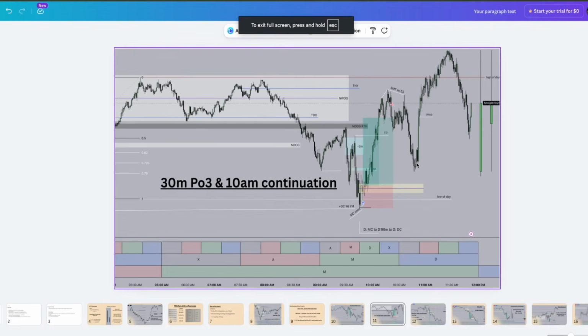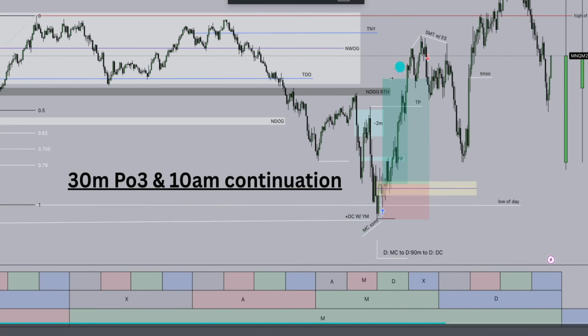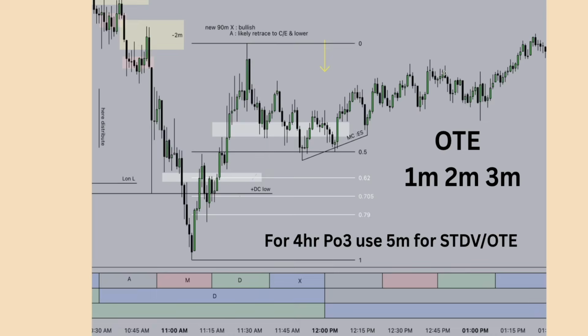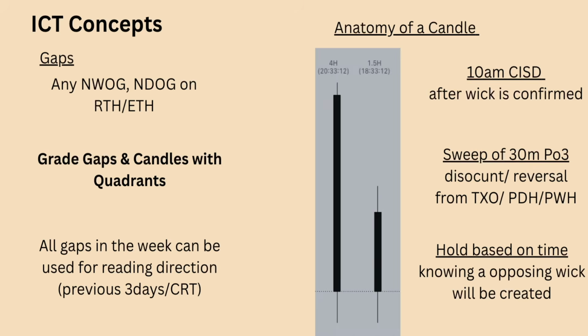So for executions like this, sometimes I don't even want to hold it for that long extra time, and I'm expecting a retrace. So I will exit at, like, one to two, barely two and a half, something like that. So that is really, really important.